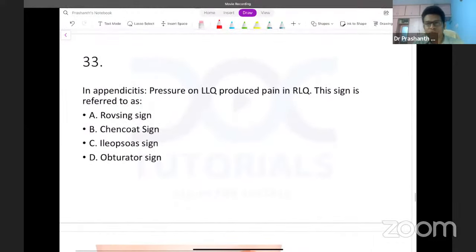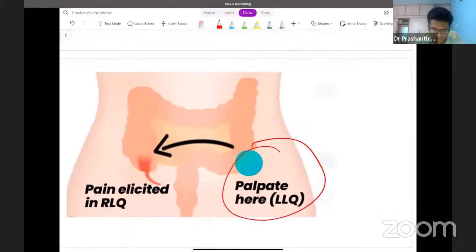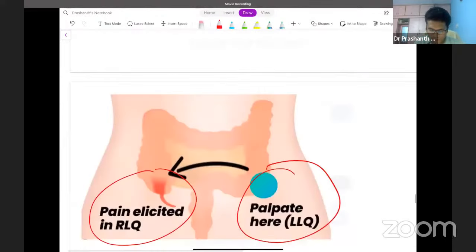Next is in appendicitis, we all know that when you press the left side, when you have pain on the right side, it is Rovsing sign. I'm not going into detail.